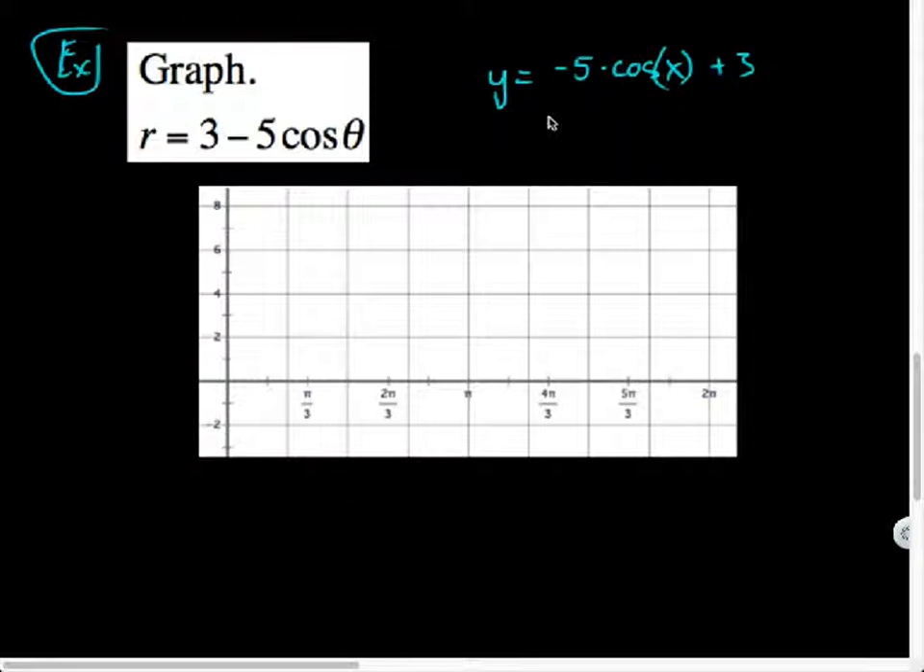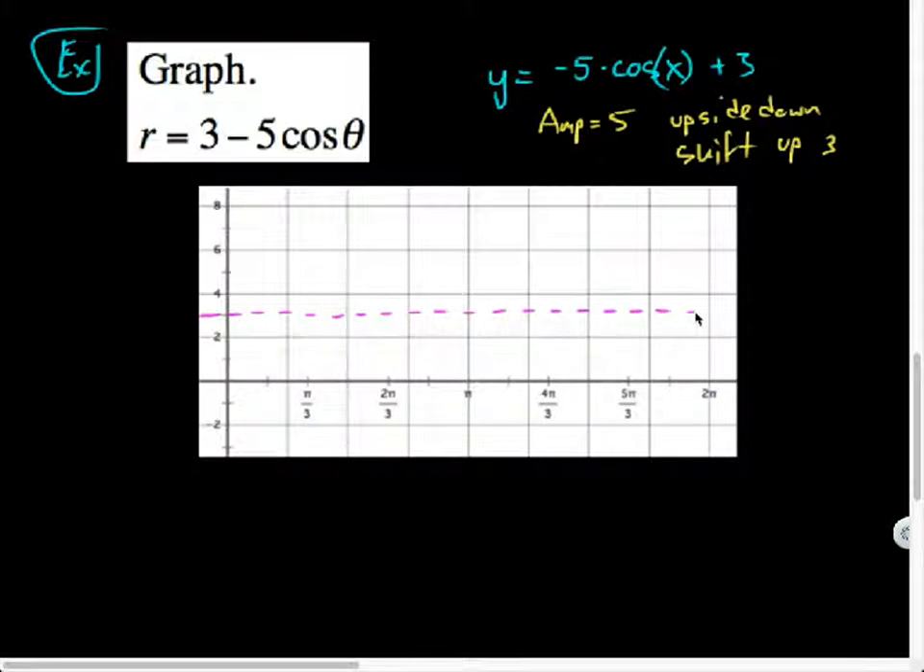What I've got going on here is the amplitude is 5. It's flipped upside down, and it's been shifted up 3. Okay, so that's kind of what's going on there. You might remember how there were ways to do phase shifts and stretch and smoosh in different directions, but I'm not worried about that. Because of the shift up 3, the midline, wow, I almost forgot what that was called, occurs right there.